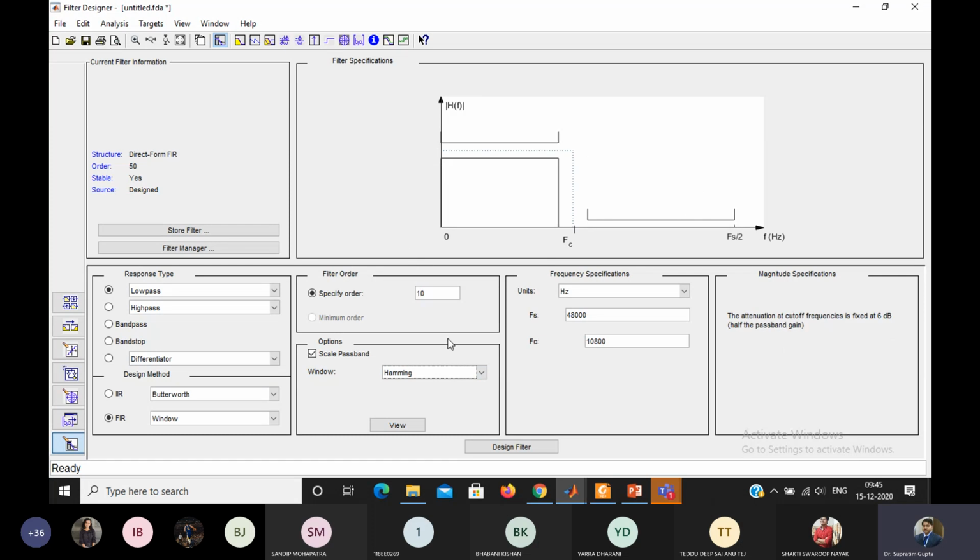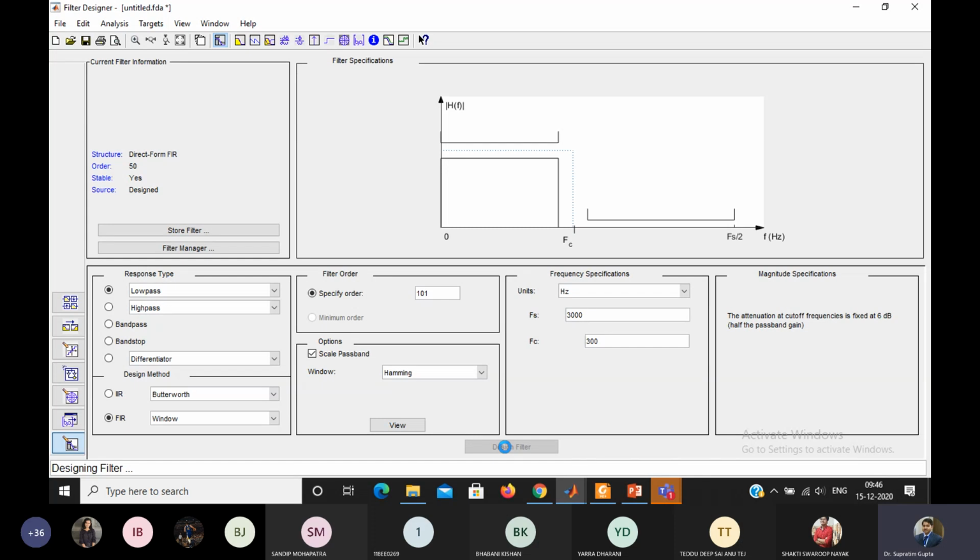Then we need to specify the order. The figure that I showed you was generated using the MATLAB code or the Scilab code, but that can also be generated here. The sampling frequency fs we had taken as 3000, and fc we had taken as 300. So we mention the filter order, the window, the sampling frequency and the cutoff frequency, and we want to design it.